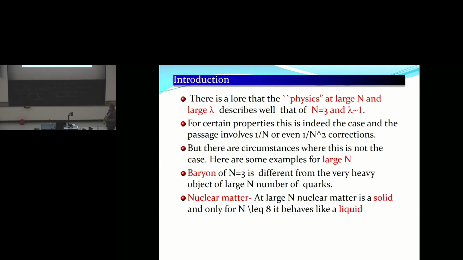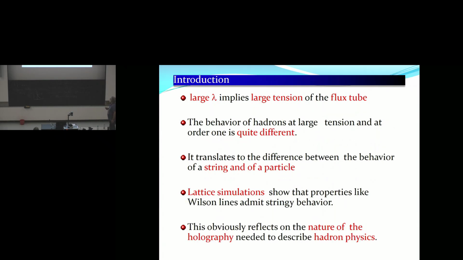Baryons, for instance, of N equal to 3 are quite different than baryons at very large N, and there is something else which is less known. Nuclear matter at large N has the form of a crystal, of a solid, whereas at N roughly less than 8, it is a liquid, so the physics is quite different.